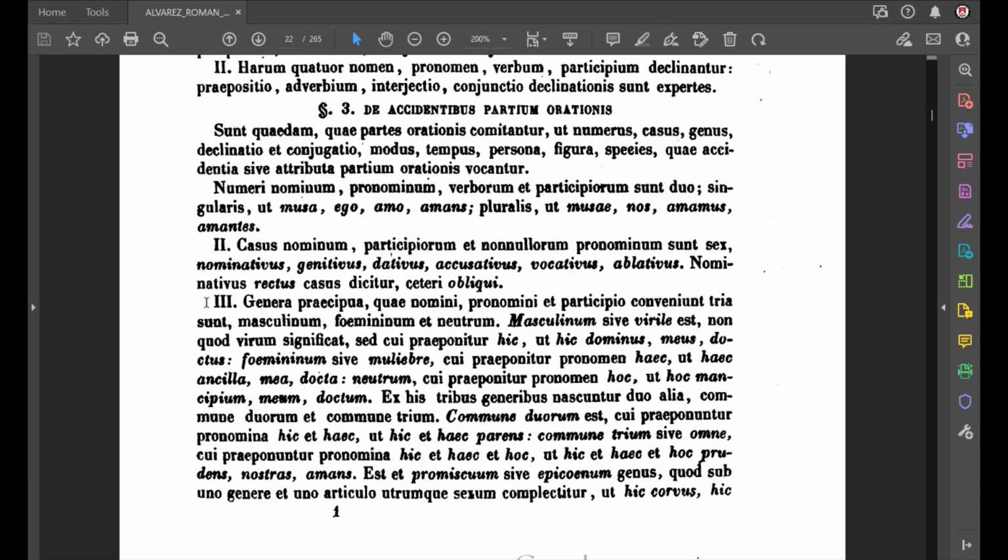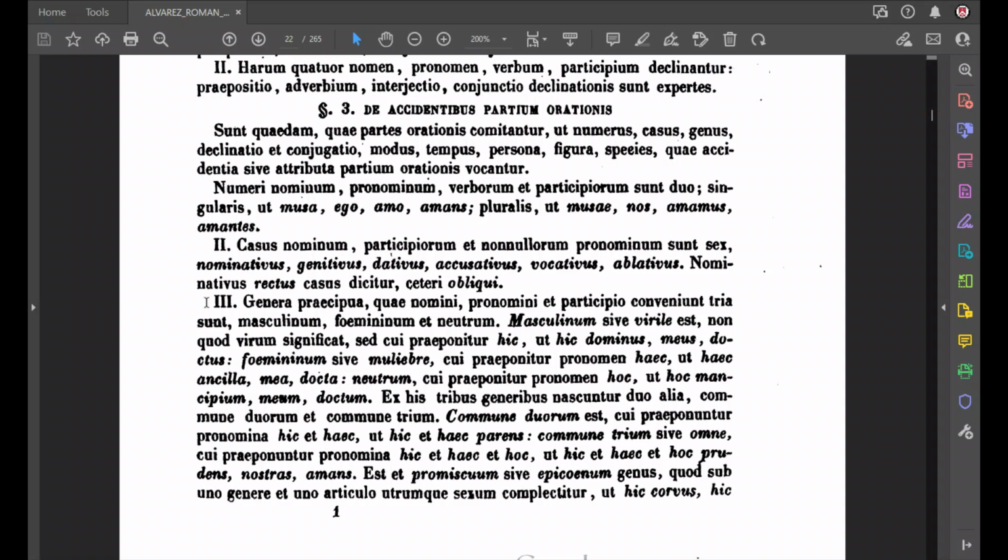So there are going to be some words. Remember, we're talking about words in grammar, not things. We're not asking if the thing is masculine, feminine, or neuter. We're asking if the word is masculine, feminine, or neuter. Jot that down. We're not asking if the thing is masculine or feminine or neuter. We're asking if the word is masculine, feminine, or neuter. Or the idea.